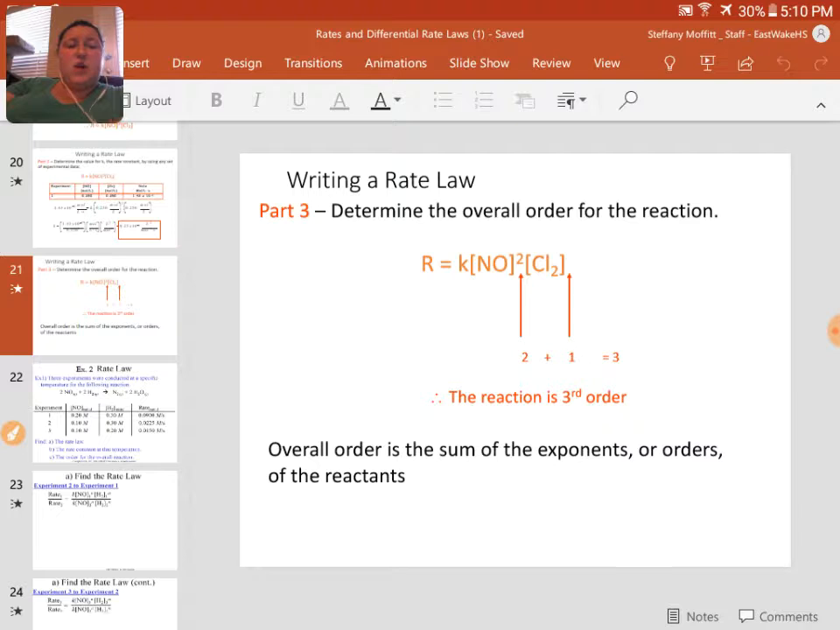Part 3, determine the overall order for the reaction. All they did was just add up the exponents. 2 plus 1, the overall order for the reaction is 3. This is the third order.